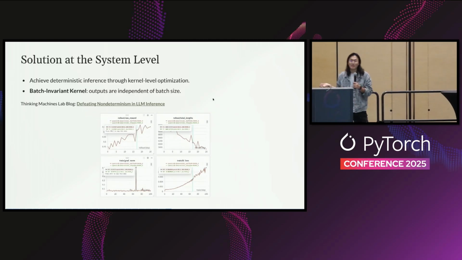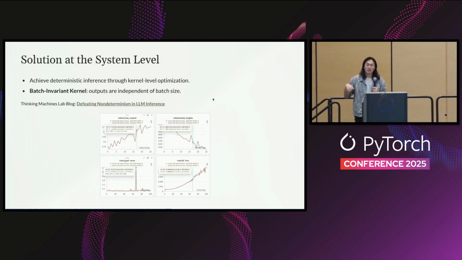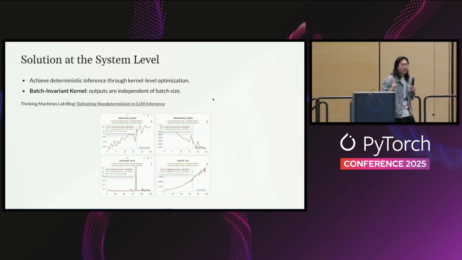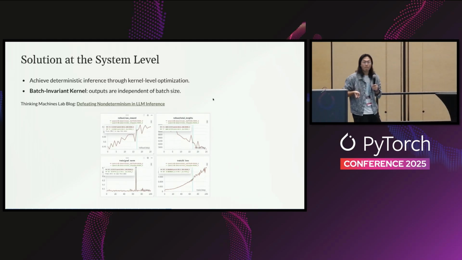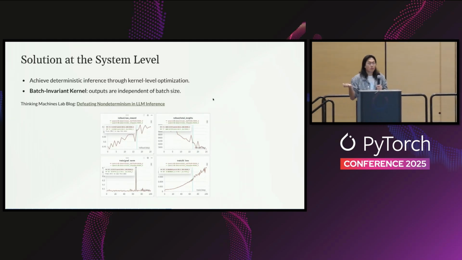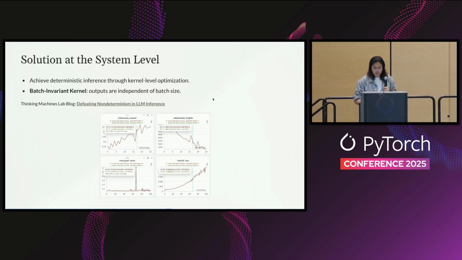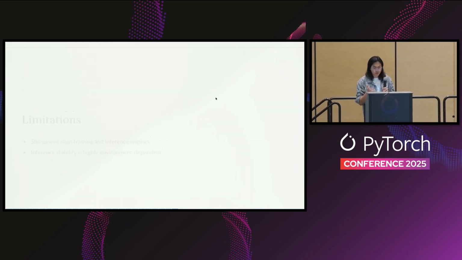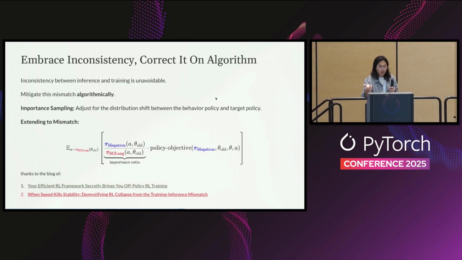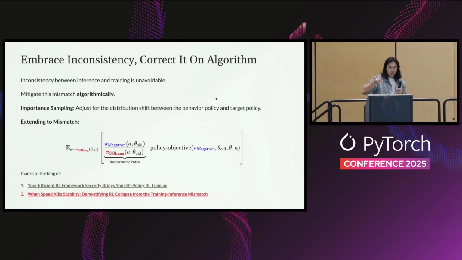So those are the two solutions on the system side, and we found they're not perfect. We still want to go further. We want to fix these problems on the algorithm side. That introduces the concept of importance sampling.